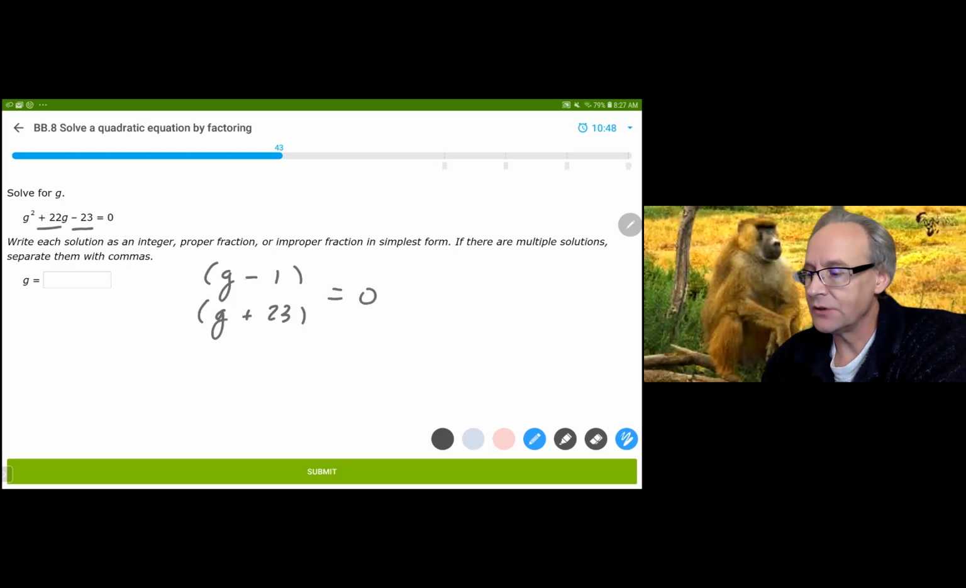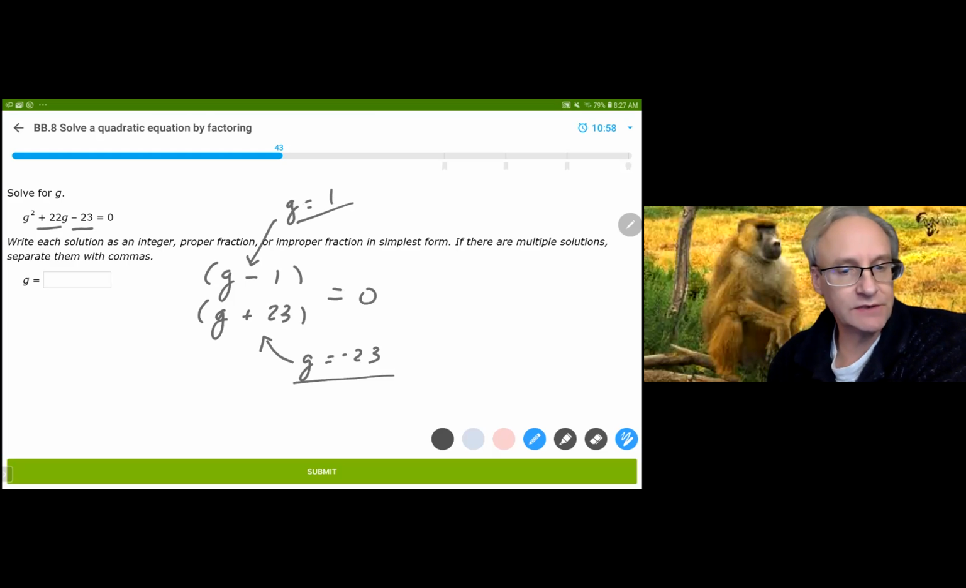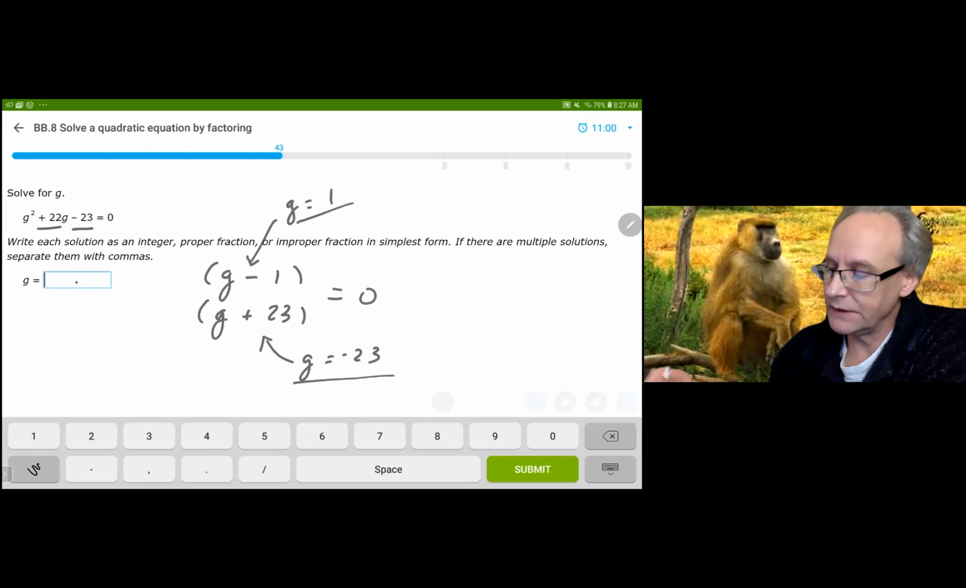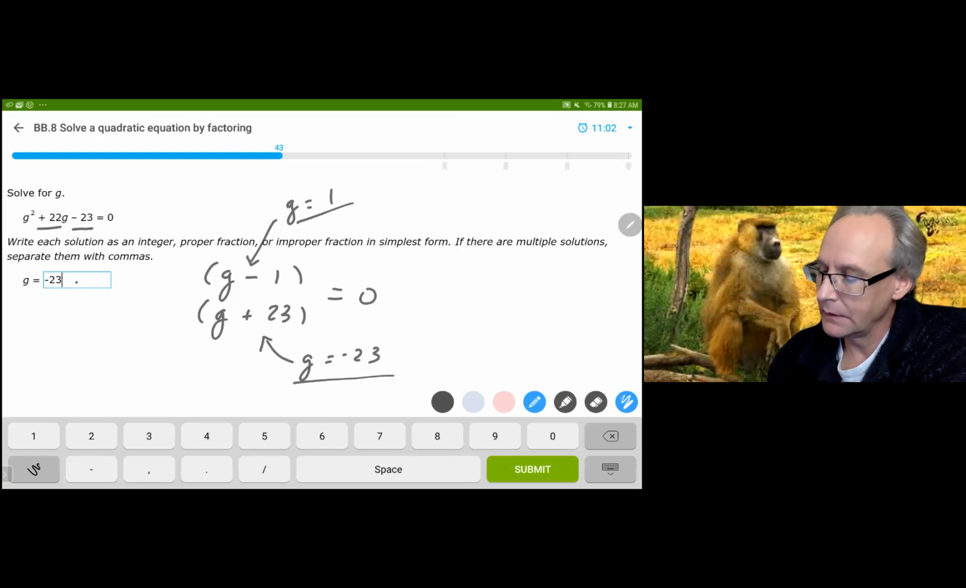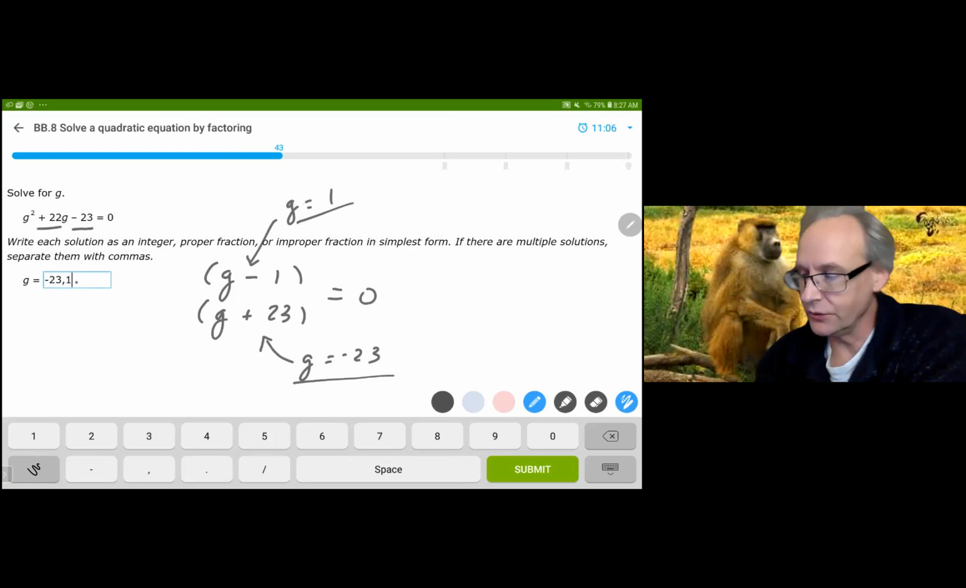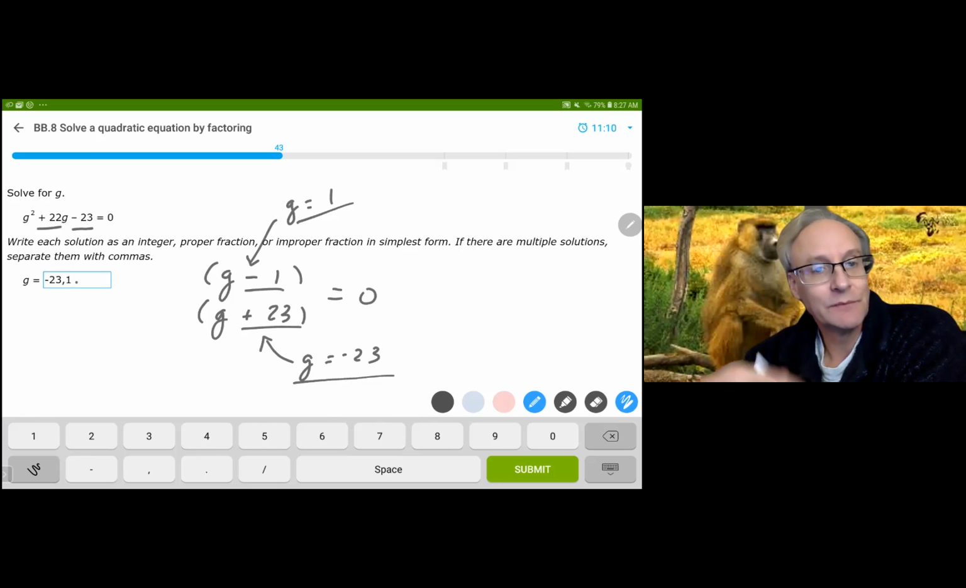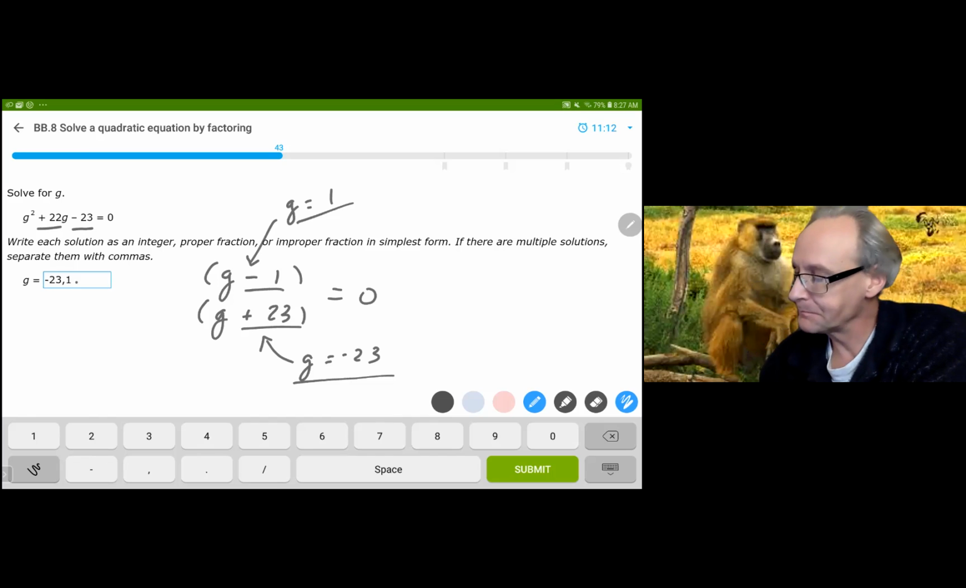I know that I need a g equal to 1 to make this one 0, and I know I need a g equal to negative 23 to make that one 0. So those are my two solutions, negative 23 and 1. If you can see why someone might choose negative 1 and positive 23 as solutions, you need to be careful of that, okay?